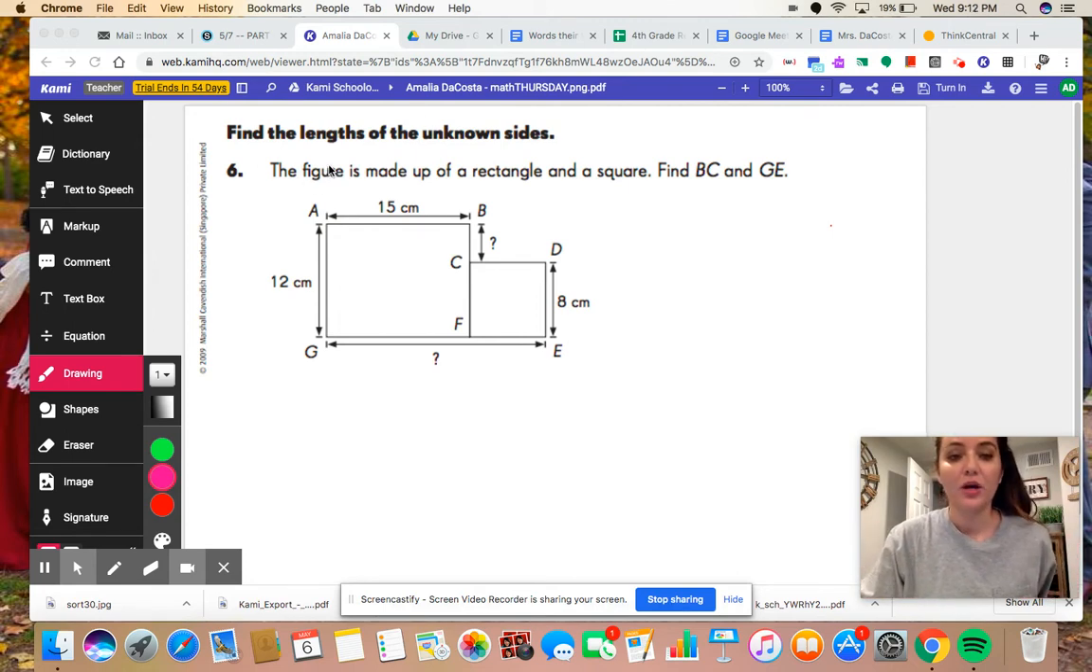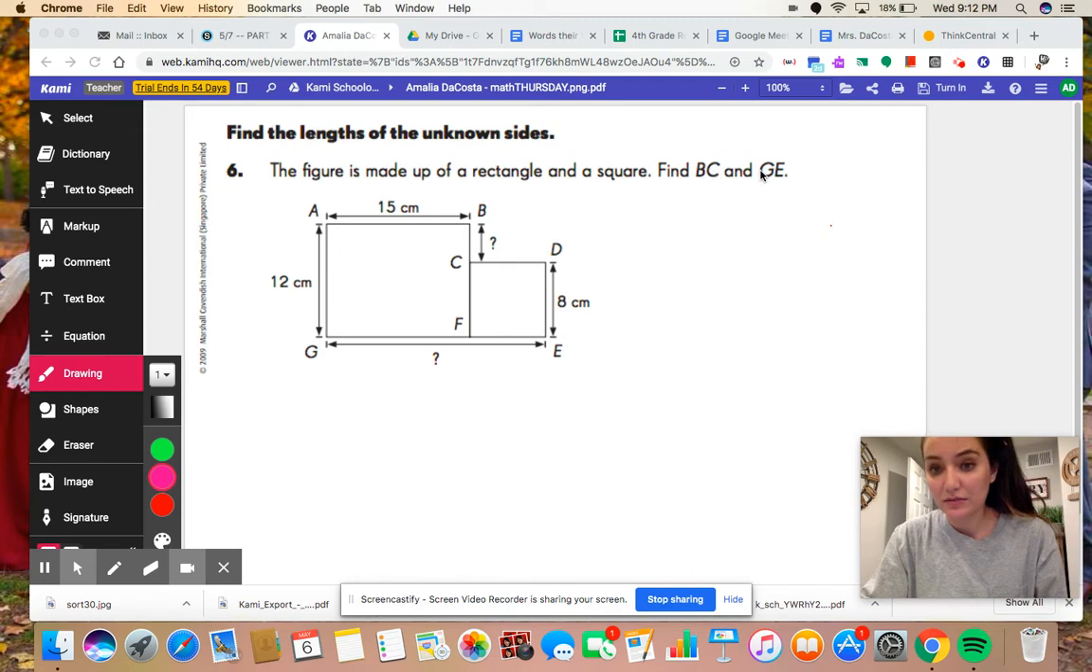Okay, so yesterday we were finding angles, unknown angles. Today we are finding unknown lengths. So we're switching our brains from angles to lengths. It says find the lengths of the unknown sides. The figure is made up of a rectangle and a square. So there are two shapes here. Put them together, they make one big shape.